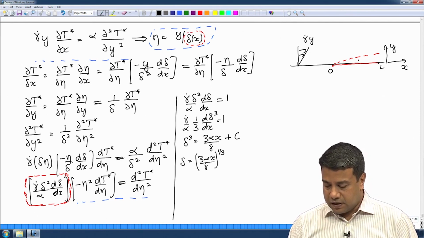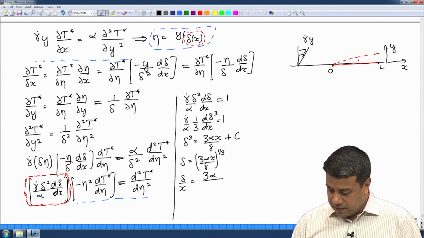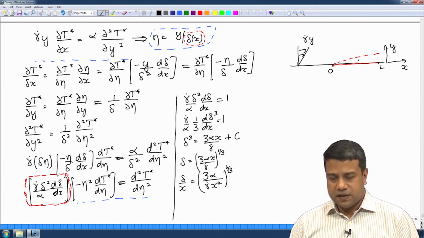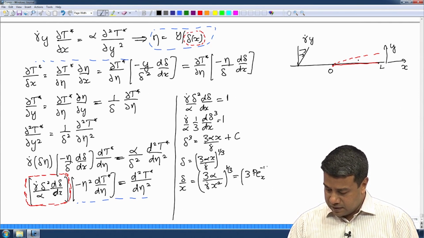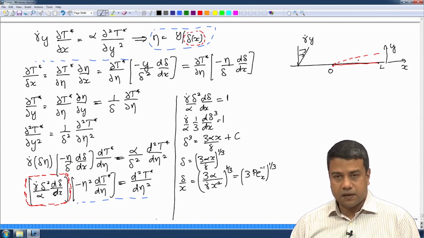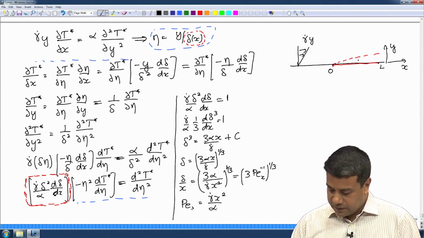Alternatively, if I take the value of delta by x, the ratio of the boundary layer thickness to the downstream position, I will get 3 alpha by gamma dot x square power 1/3. And this can basically be written as 3 times Peclet number based upon x inverse, power 1/3, where the Peclet number based upon x is gamma dot x square by alpha.